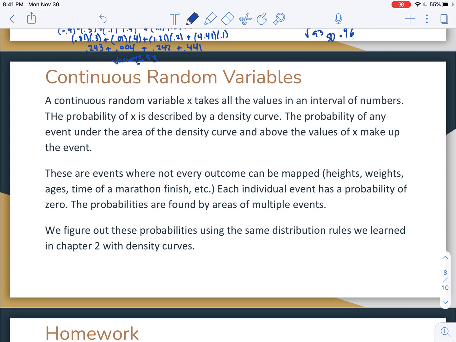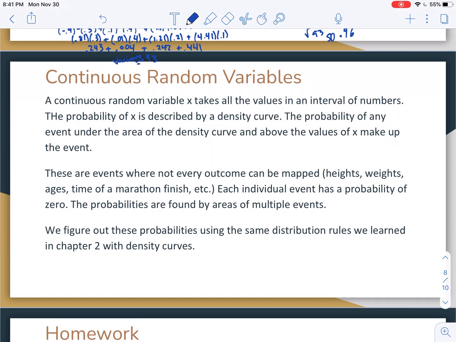All right, continuous random variables, not much to go over. The book does a pretty good job of describing this. Make sure you're reading section 6.1 along with this. Continuous random variable is a variable x that takes all the values in an interval of numbers. The probability of x is described by a density curve. The probability of any event is the area under the density curve and above the values of x that make up the event.